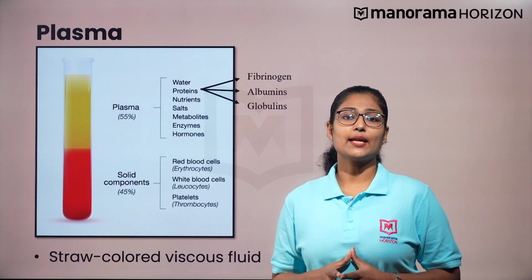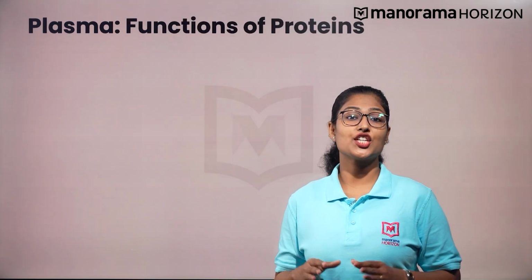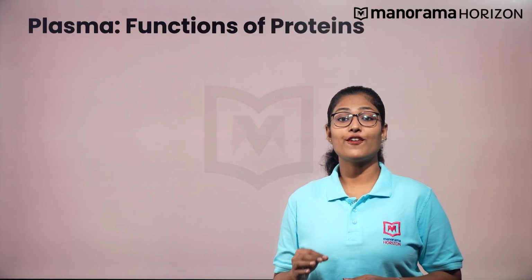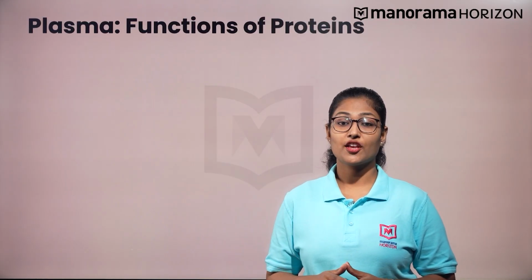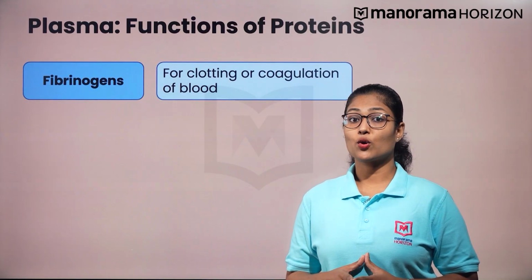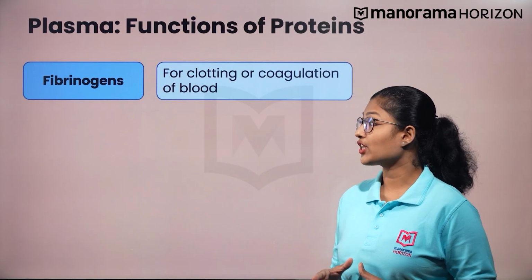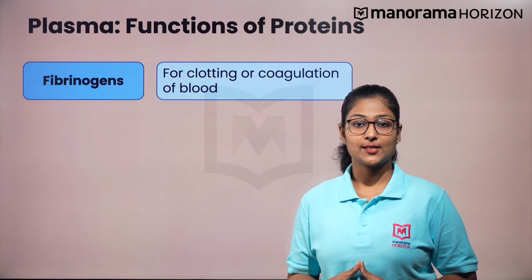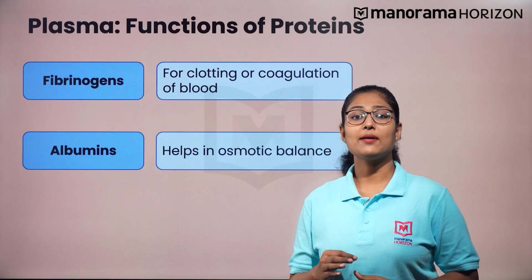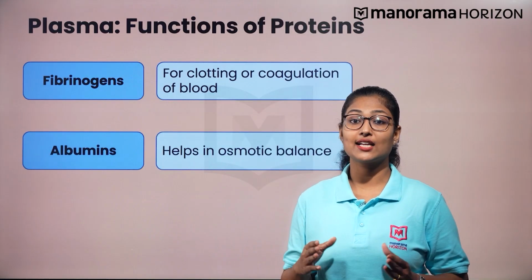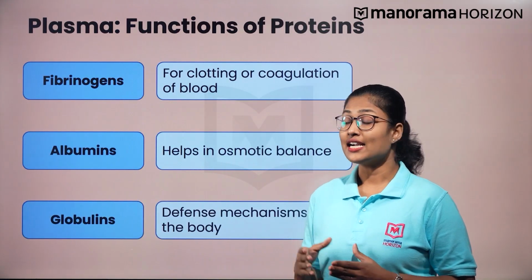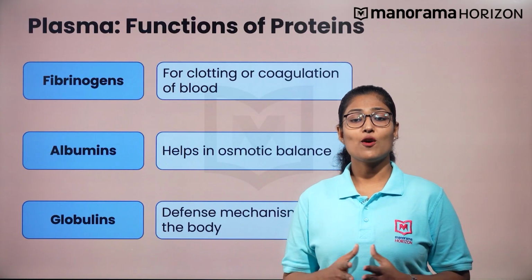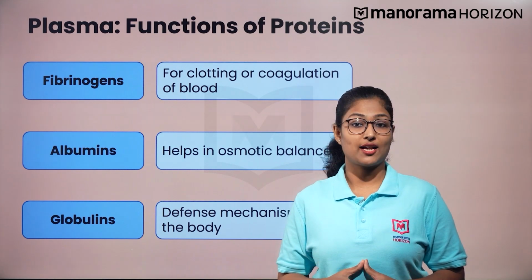Now, it is time to check the major functions of these proteins. Recall that the clotting factors are present in plasma. Fibrinogens are required for the clotting or the coagulation of blood. The next protein is the albumins. Albumins help in the osmotic balance and the globulins are involved in the defense mechanism of the body. So far we have seen the constituents of plasma.